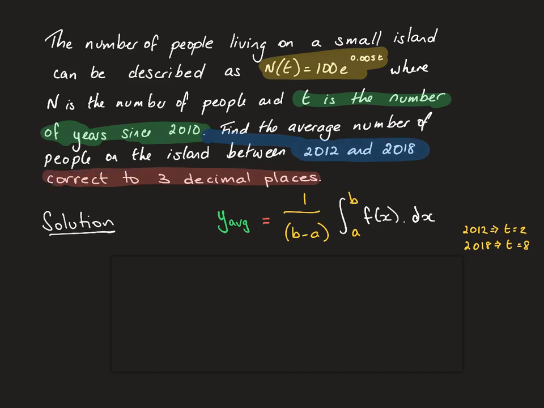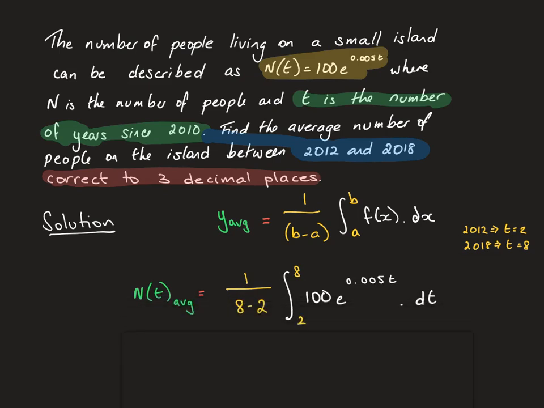All right, so let's deal with our 2012 to 2018. So 2012 is 2 years past 2010, so t equals 2, and 2018 is 8 years past 2010, so t is equal to 8. So we're going to use our formula here, sticking with the notation that we've got up here. So we're going to have our average n of t value, and our derivative is going to be with respect to t. So our formula, when we fill it in, looks like that.